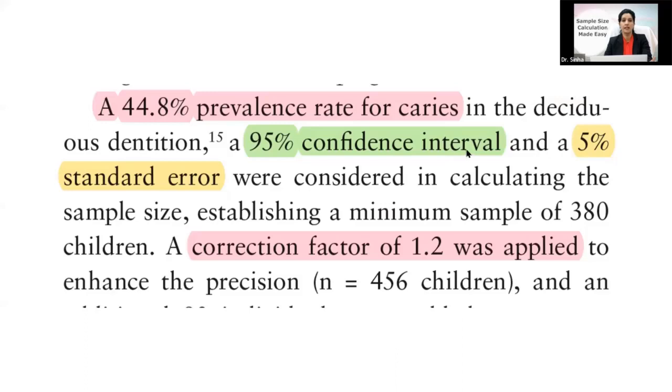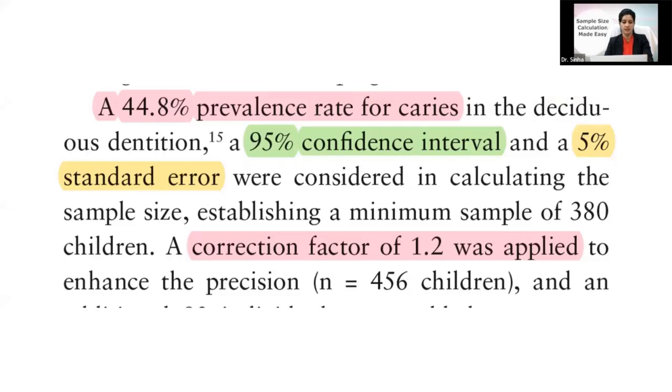Ideally, it should have been 95% confidence level. And then he has written 5% standard error. So the ideal term should have been the 5% absolute precision. And then he has written a correction factor of 1.2 was applied. So ideally, this correction factor, all of us should write the design effect because it is a cluster. So the design effect of 1.2 was applied.